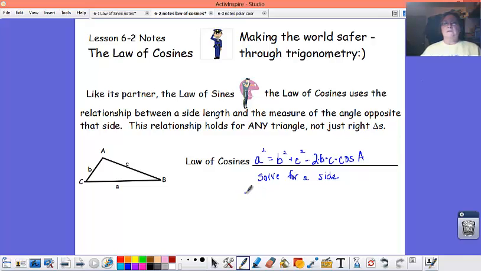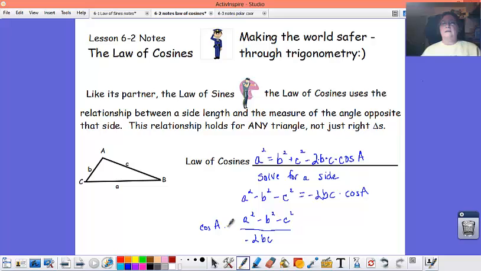So I'm going to do a little bit of algebra here, and I'm trying to get this by itself. A squared, well, I have to subtract off a B squared and a C squared. And right now what we have left is minus 2BC times the cosine of the angle. It's the cosine of the angle that we want to have by itself. So the next order of business in this algebra problem would be to divide both sides by -2BC. And if we do that, we will have the cosine of our angle A.